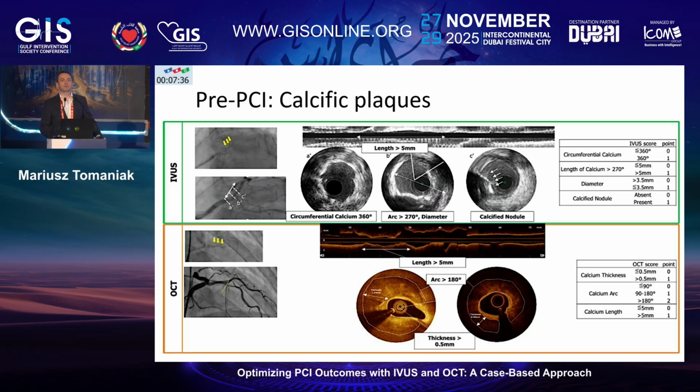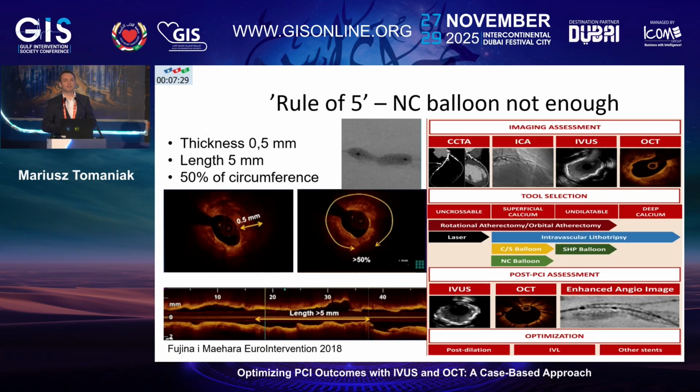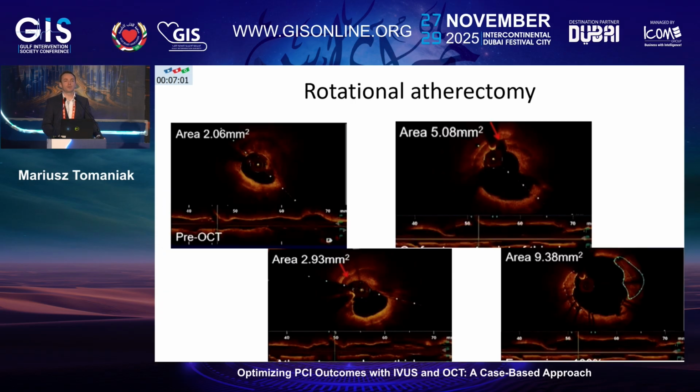All these features have been summarized into available scores of the risk of stent underexpansion, but I believe for daily practice it's important to remember this rule of 5, stating that if the calcium thickness is 0.5 millimeter with length of at least 5 millimeters and at least 50% of vessel circumference is affected by the calcified plaque, it means that an NC balloon will most likely not be enough, and we should proceed with additional lesion preparation, calcium modification, whether it will be, for example, rotational atherectomy, as presented in this case, which allows to nicely increase the area with rotablation.